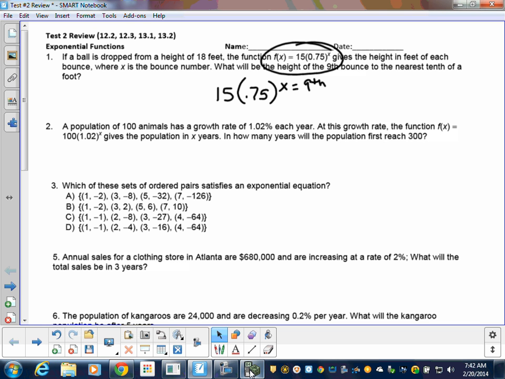Okay. This particular problem, if it's dropped from 18 feet, it must come up 25% of that. 25% as a decimal is what? 0.25. So they've moved the decimal over for us and made it 1 minus 0.25, which is 0.75. So that's where that formula comes from.